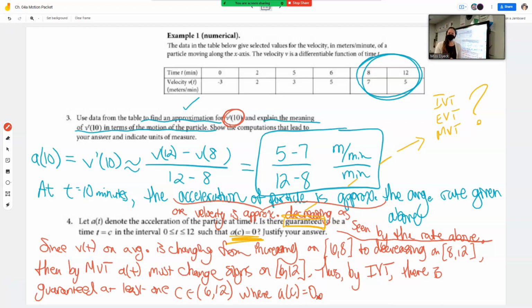Guys, it's on the Jamboard if you need it. Are we cool? See, what they want us to use is parentheses instead of brackets, because it's not increasing at 6 or 12. But I'm talking about the average, and the average is found from the actual endpoints. Does that make sense? So the open is important for the MVT conclusion, but the average is found from 6 to 8, from 8 to 12, so I'm using those endpoints.